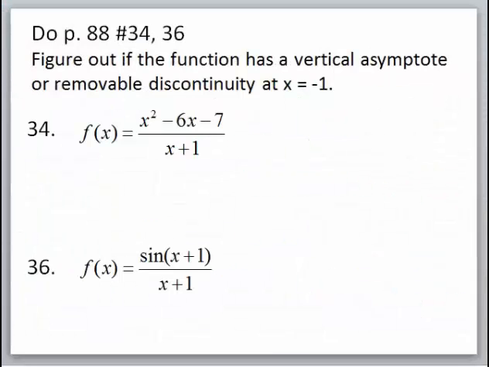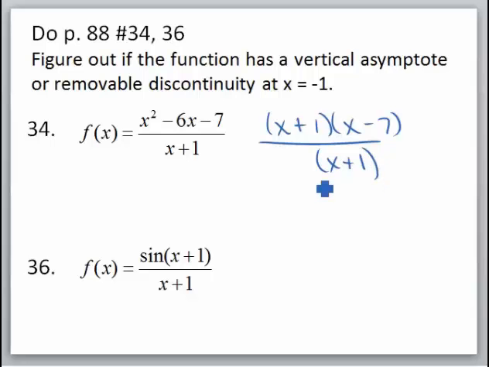Then looking at my last slide here, I've got two problems where it says figure out if the function has a vertical asymptote or a removable discontinuity. A removable discontinuity is a hole. So when you reduce, I'm going to go ahead and factor the top here. When I factor the top and I look at the bottom, if the bottom cancels with the top, this is considered a removable discontinuity. So at x equals negative 1, it's removable because it canceled with the top.